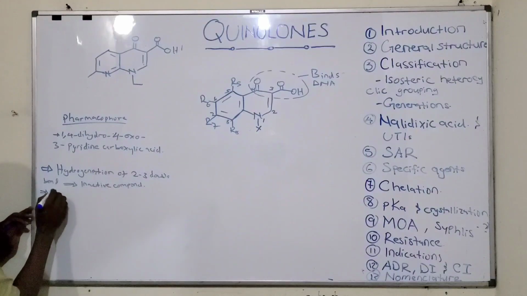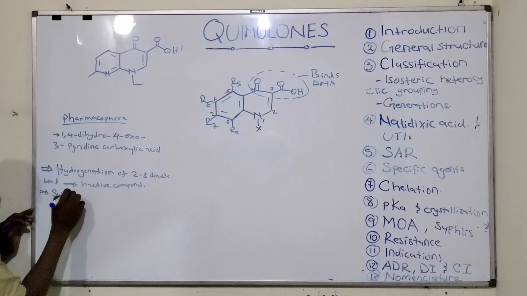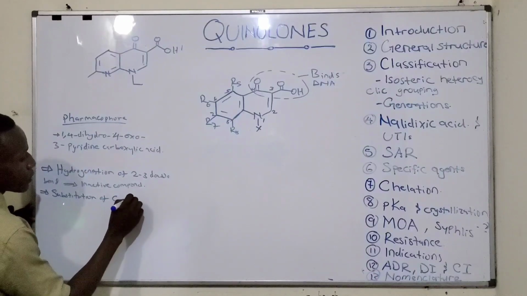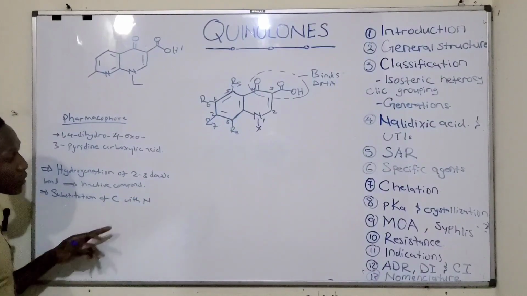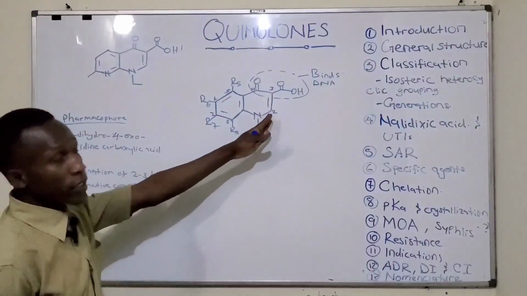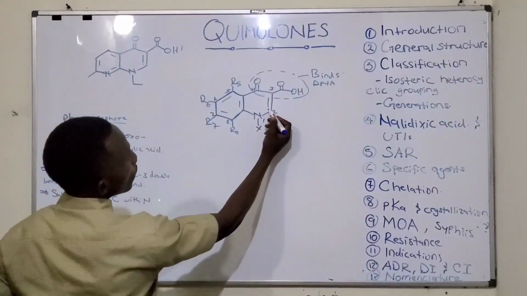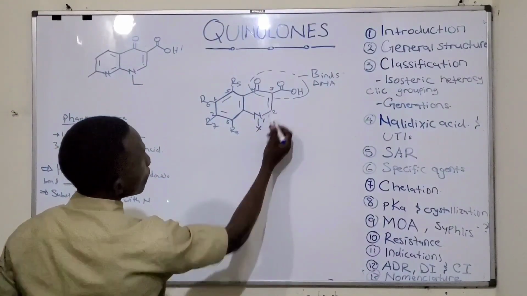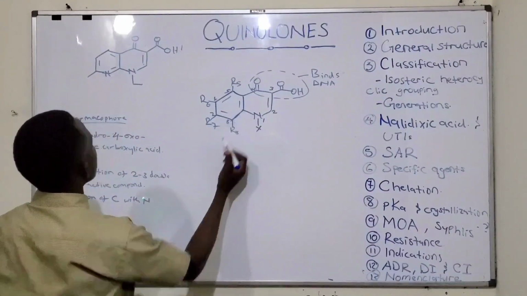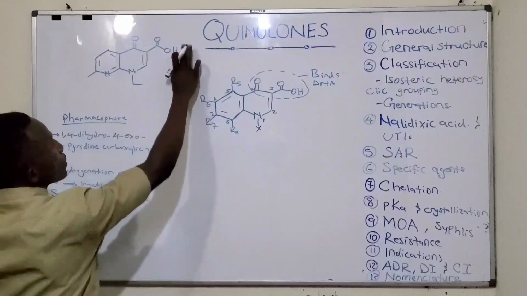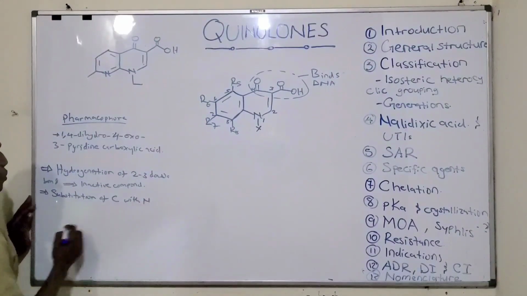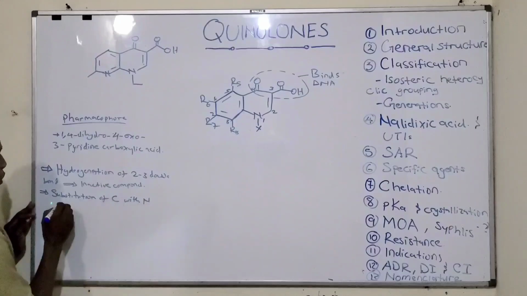Then position 1, substitution of carbon with N, the nitrogen, doesn't change the activity, because we saw we have N here in cinoxacin, and we also have N here in nalidixic acid. So substitution, there is no change in activity.